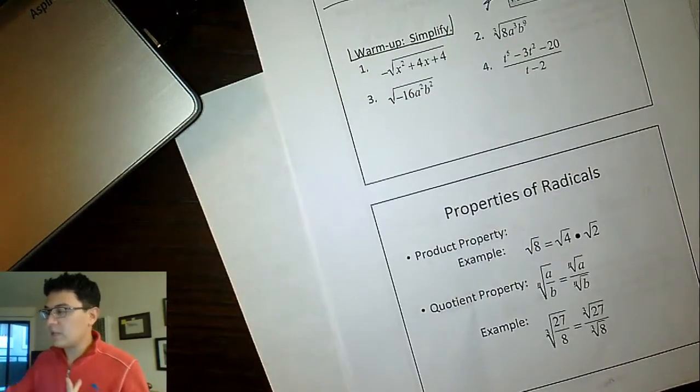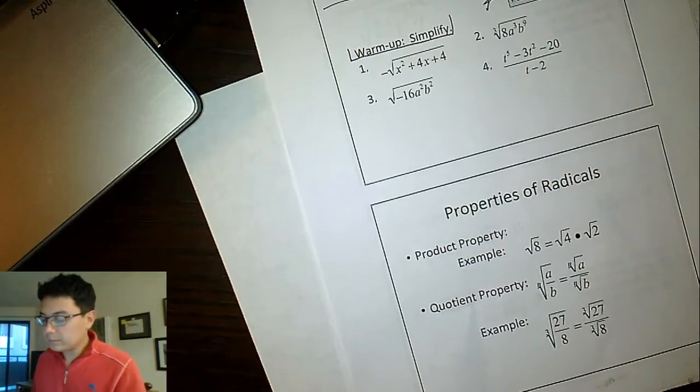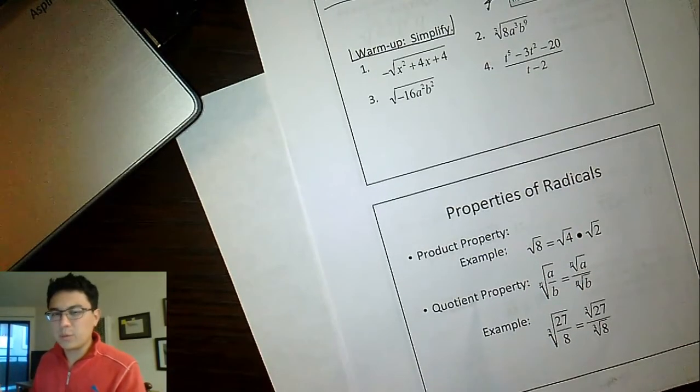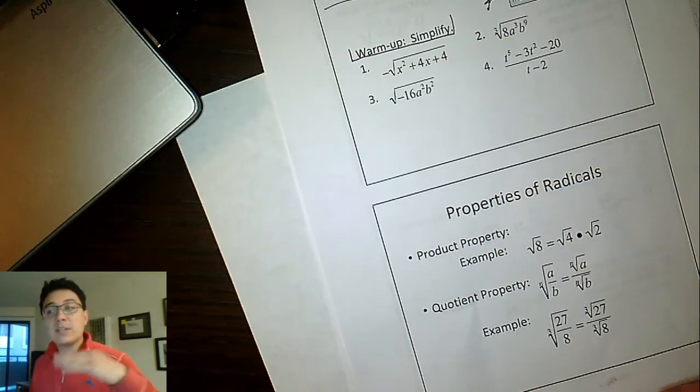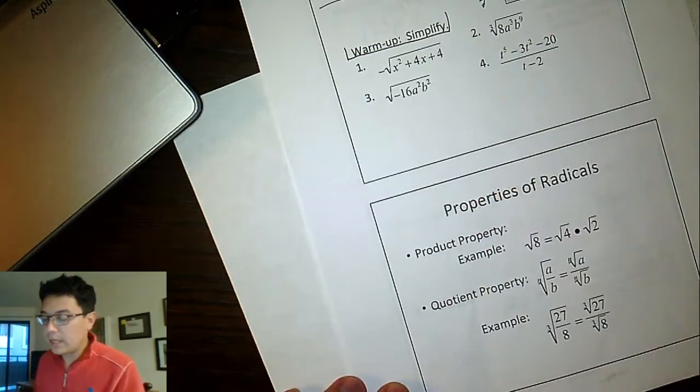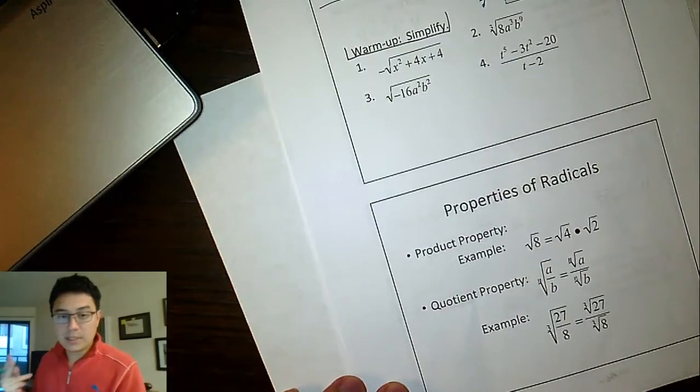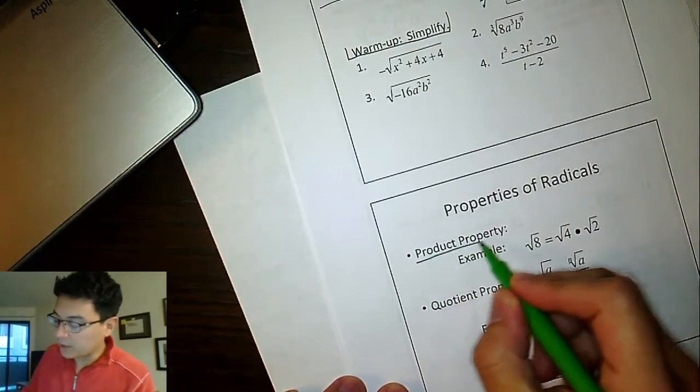As you guys remember from the last video, radicals are really just fractional exponents. So anything you can do with an exponent, you can also do with a radical. There are 2 in particular that we need to talk about. The first one is called the product property.